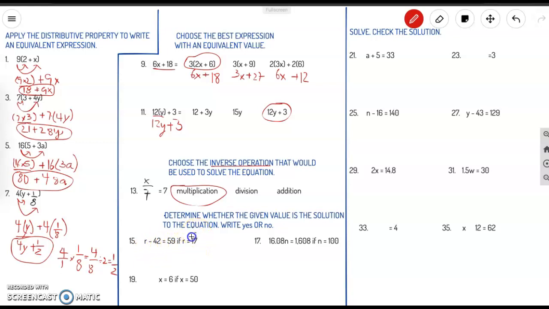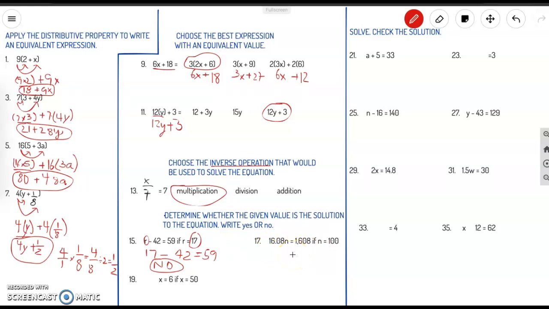So we're going to do 17 minus 42. Well, right away we know that this is going to be a negative number, right? So it's not going to equal 59 because 59 is a positive number. So did we get it right? No. No way, Jose.